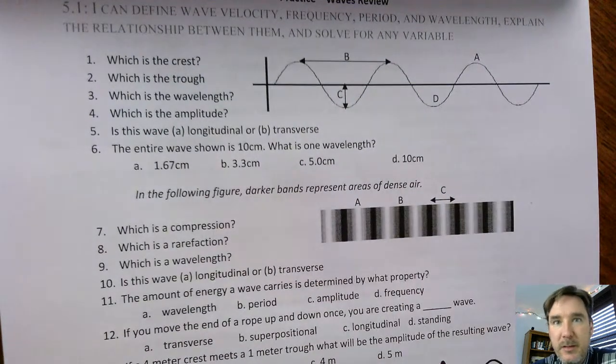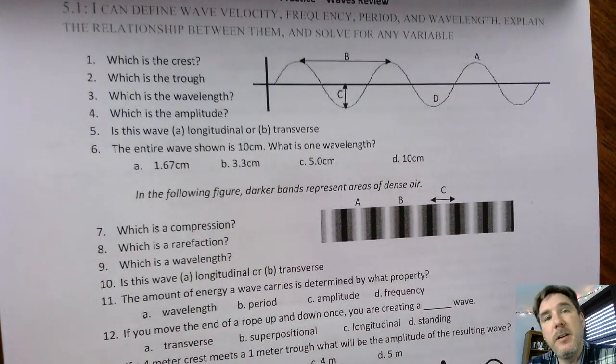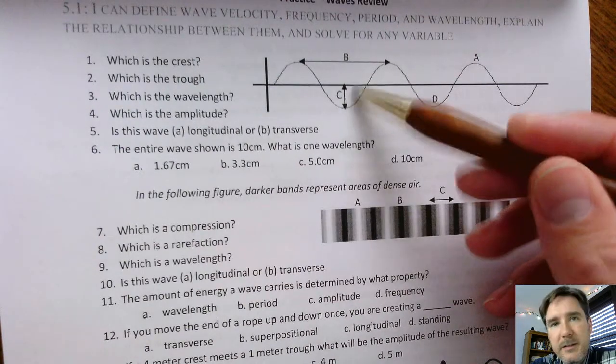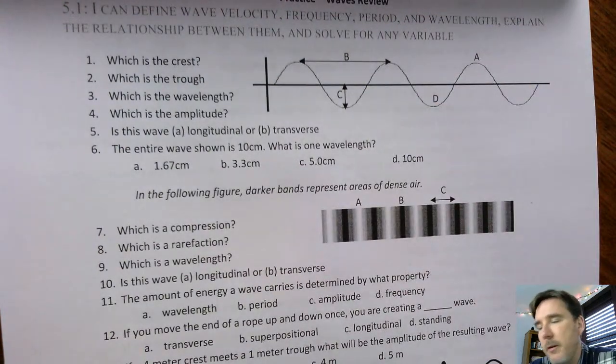The wavelength is just the length of a wave. It doesn't matter where you measure it, as long as you measure one complete wave. So amplitude is going to be just the distance from the resting point to either the top of a crest or the bottom of a trough.